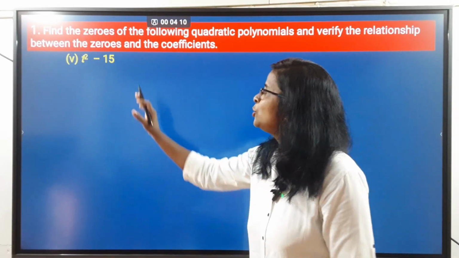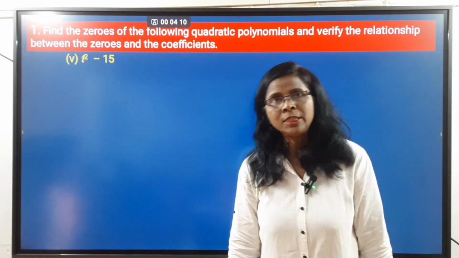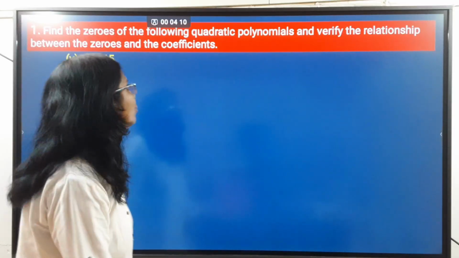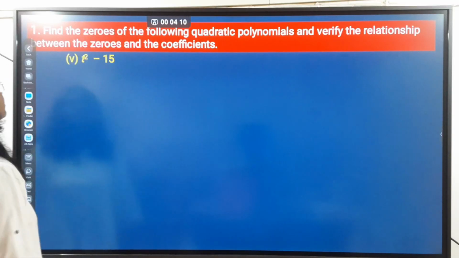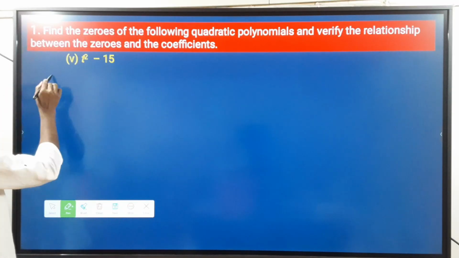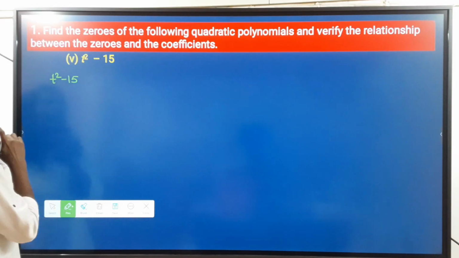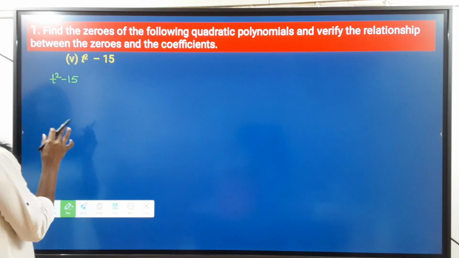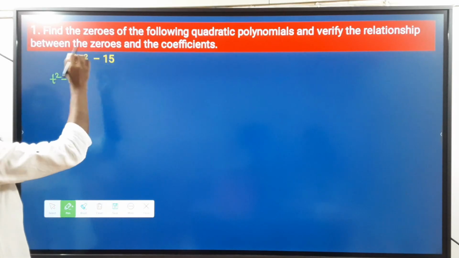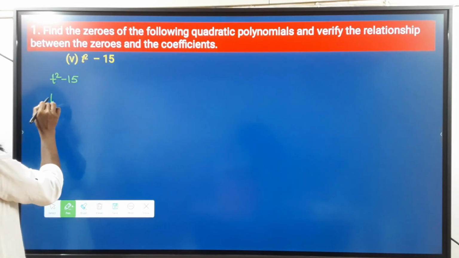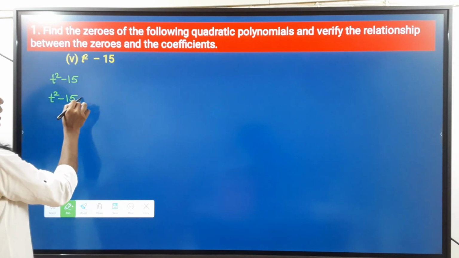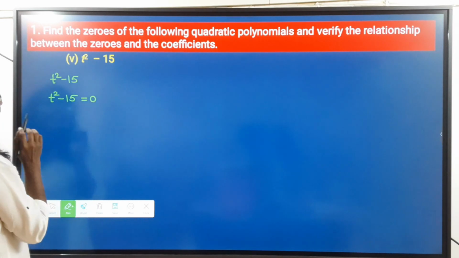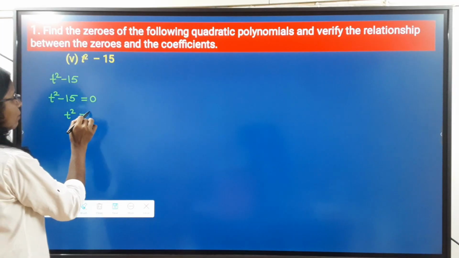Now the next example, students, is t square minus 15. This is a quick example, students. Now here I write down this as it is: t square minus 15. As we have to find the zeros of this polynomial, I say that t square minus 15 is equal to 0. So I can write that t square is equal to 15.